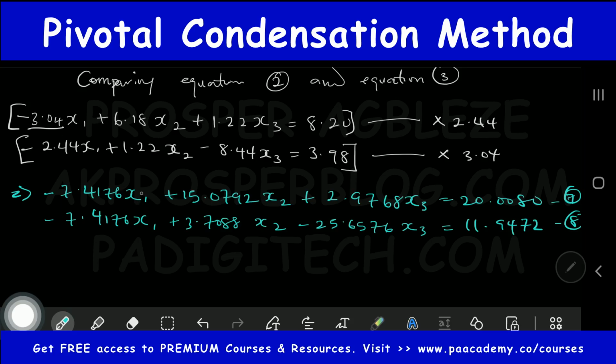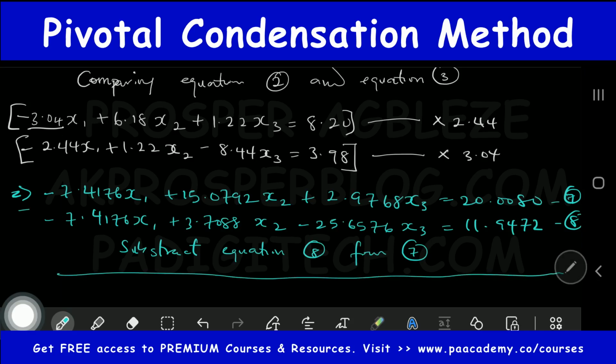So what we're going to do now is cancel out this x1 part. You can see there's a negative here, there's another negative here. So what we'll just do is subtract them. So you can just say subtract equation 8 from 7. In doing that, you can just put your minus sign here. This will cancel this, because this minus and this minus become plus.